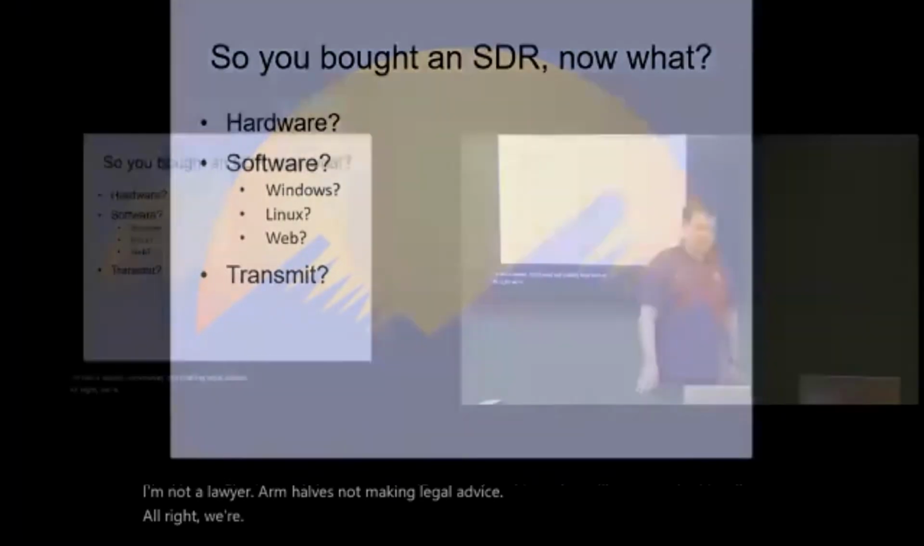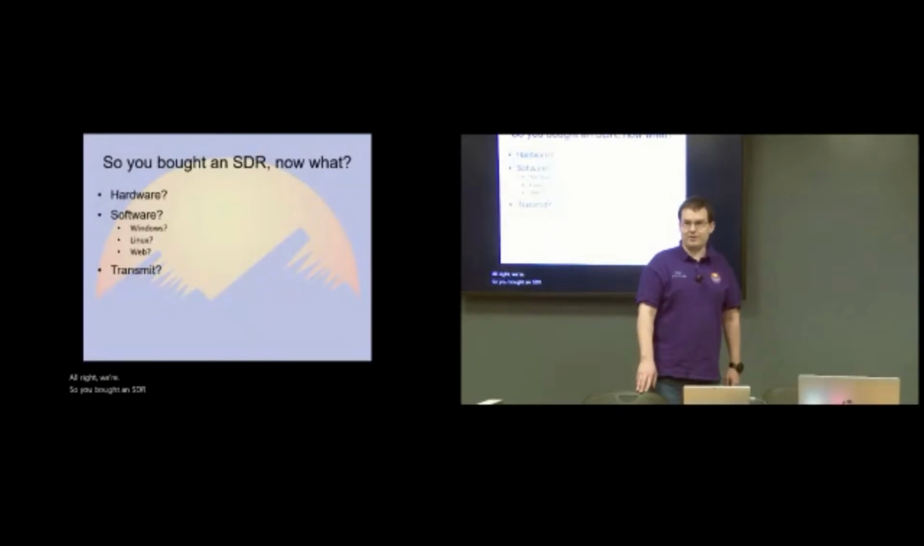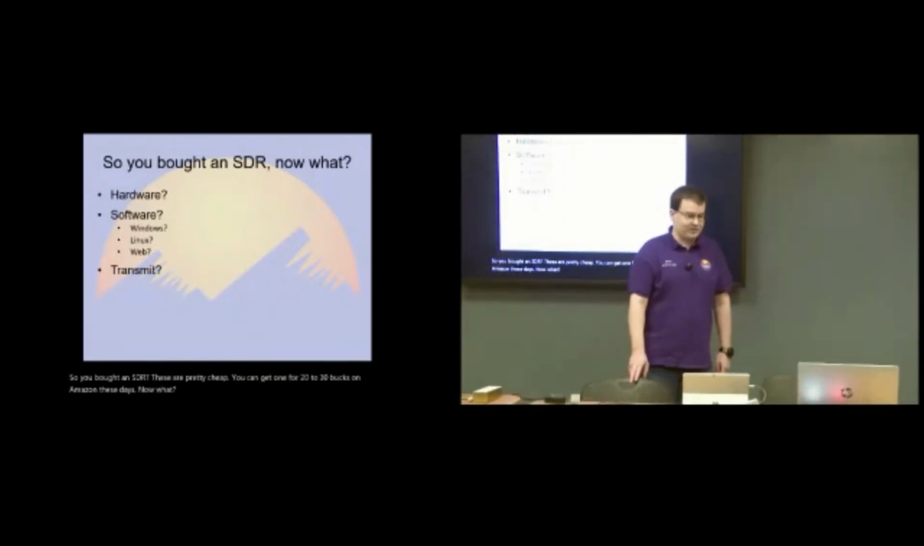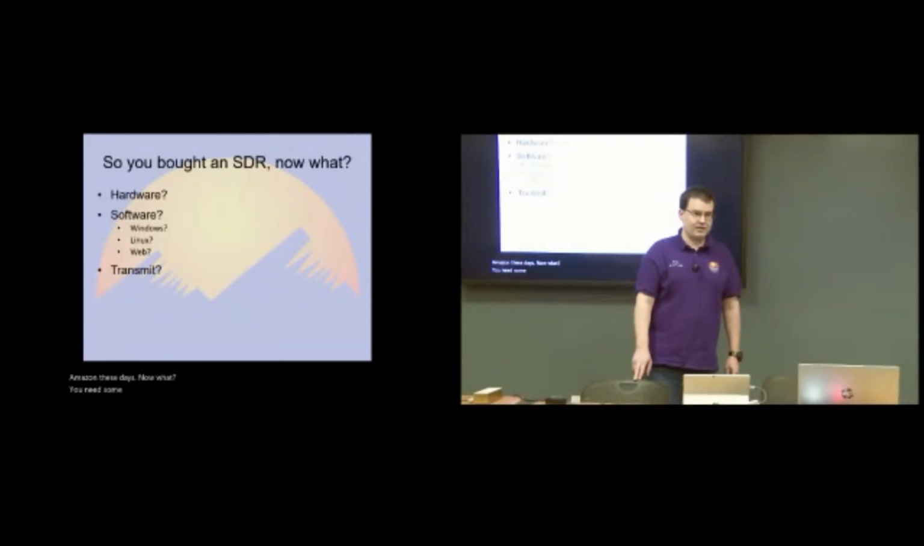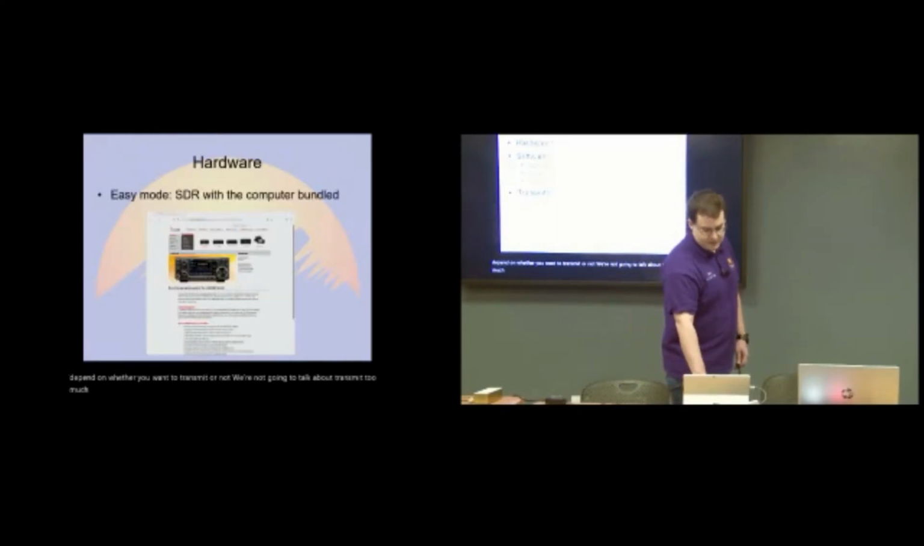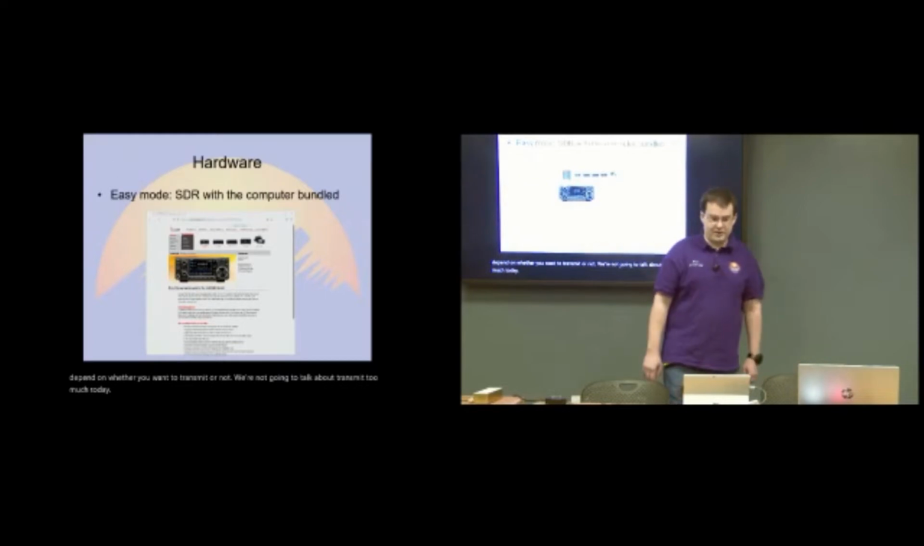So anyway, you bought an SDR. These are pretty cheap. You can get one for 20 or 30 bucks on Amazon these days. Now what? You need some software. There are options for all the usual suspects. What you choose may depend on whether you want to transmit or not. We're not going to talk about transmit too much today. But let's talk about the hardware options.